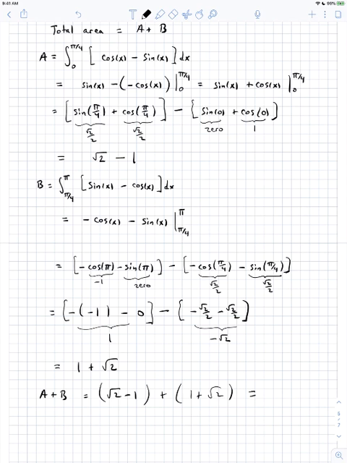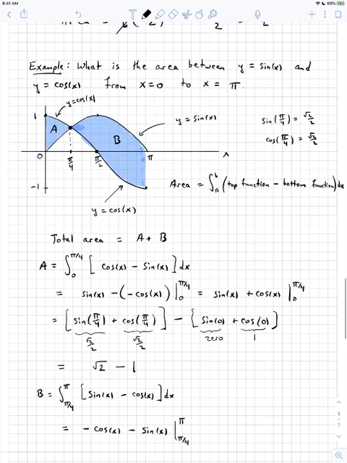And the 1's cancel, and you end up with square root of 2 plus square root of 2, which is 2 square roots of 2. And that's the area of the region. That's the area of this shaded region between cosine and sine from 0 to pi.